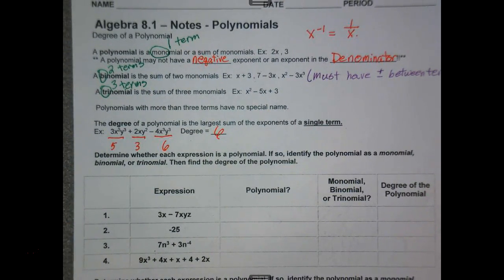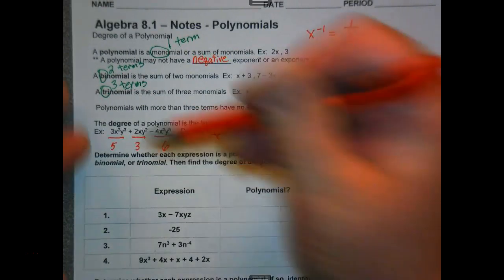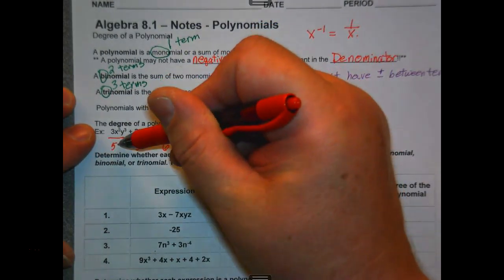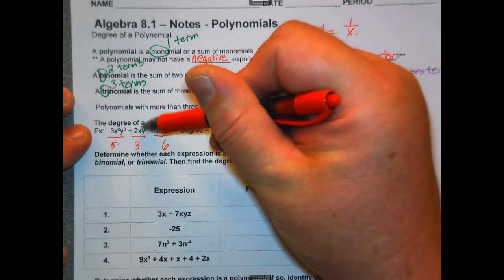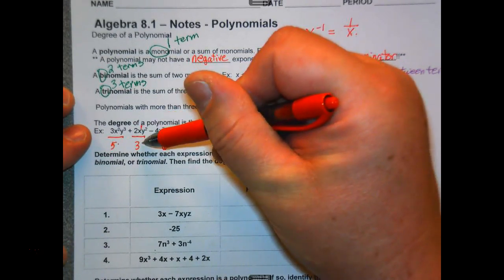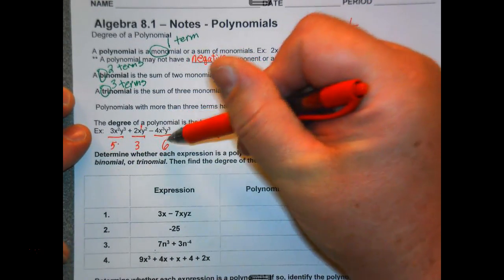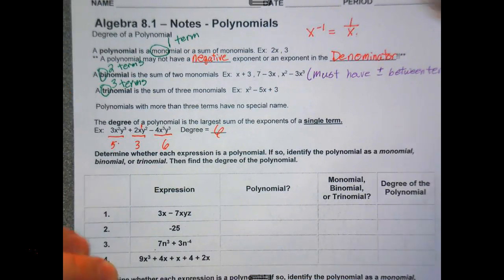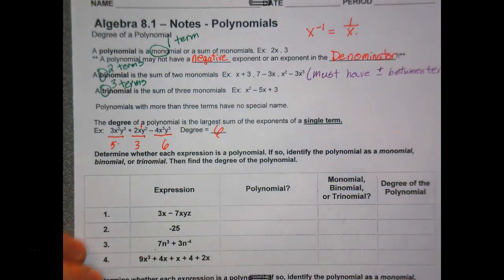Okay, so 2 plus 3 is 5. 1 plus 2 is 3. 3 plus 3 is 6. So it's the largest one, which is 6. Okay.